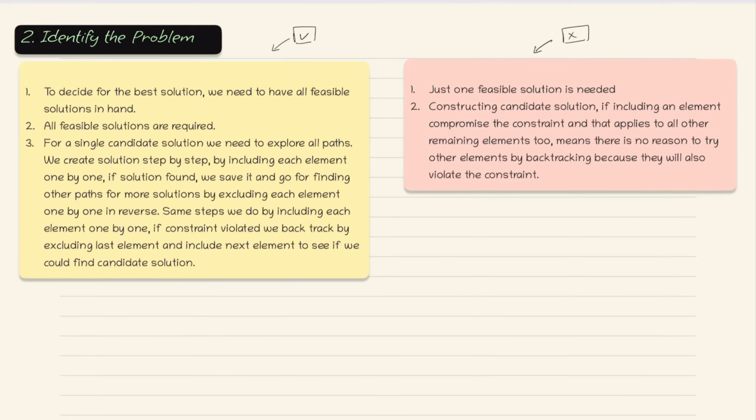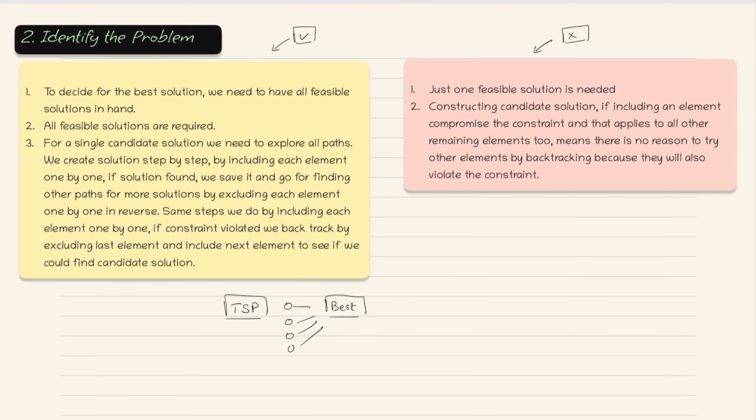The first point: when we are deciding the best solution, we need to have all feasible solutions in hand. You can see the traveling salesperson problem. If you are looking for the best solution, you need to have all possible feasible solutions in hand, and then you can decide which one is the best solution. For such problems you can use backtracking.